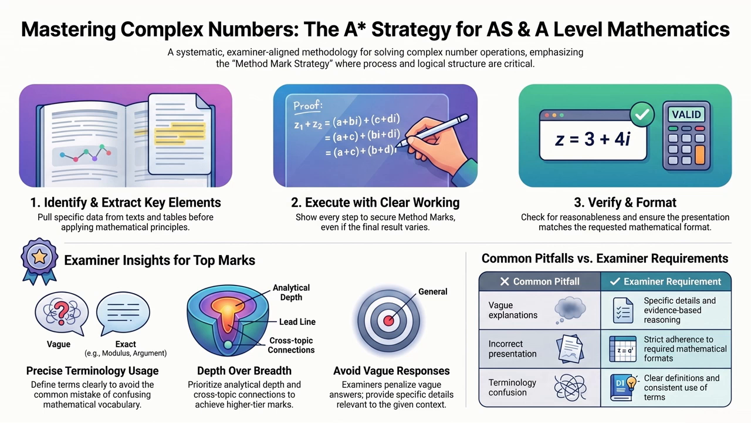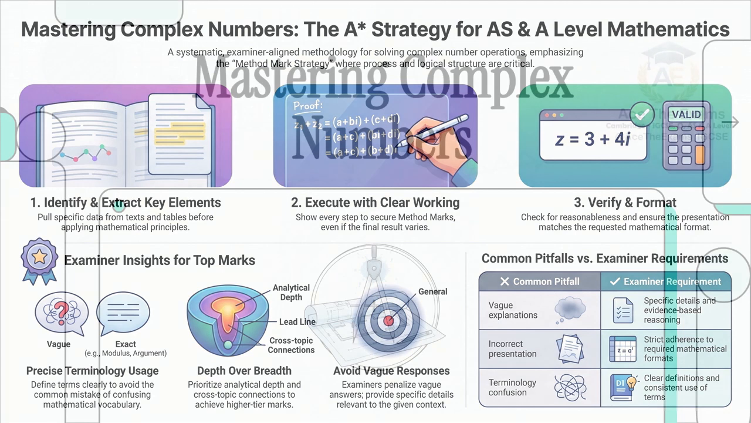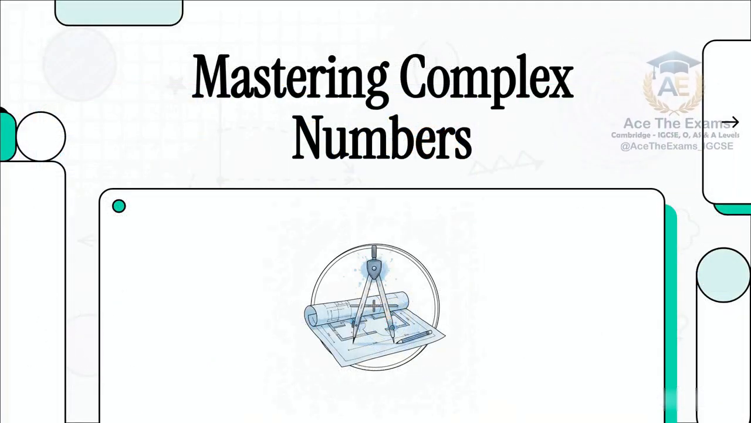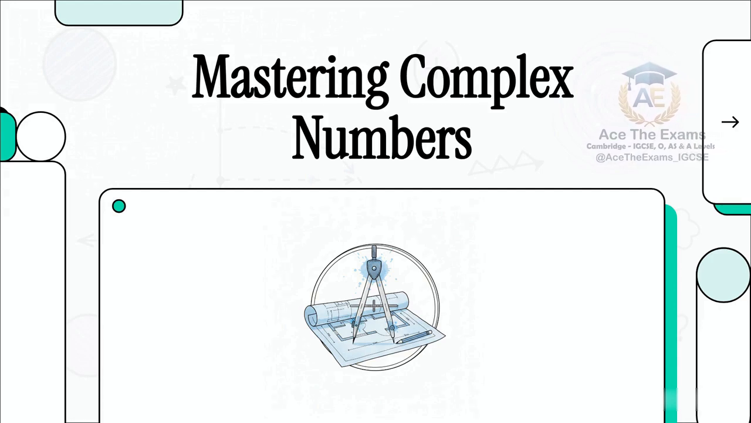Today, I'm putting on my hat as the strategist. We're going to completely decode the assessment mindset and finally bridge that super frustrating gap between a B and an A star in Cambridge AS and A-level mathematics. Specifically, we are locking in on topic 3.9, complex numbers.